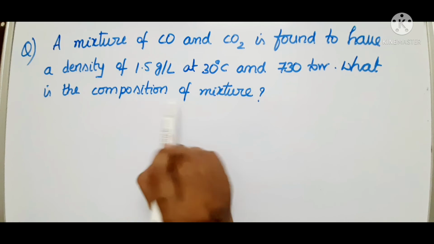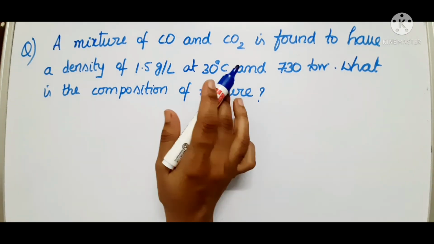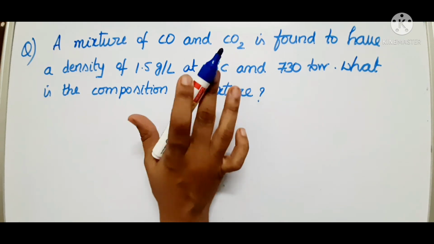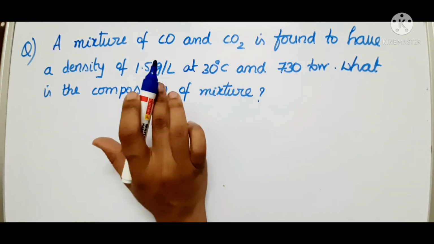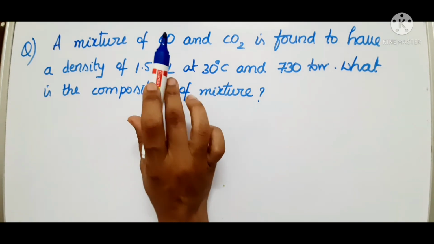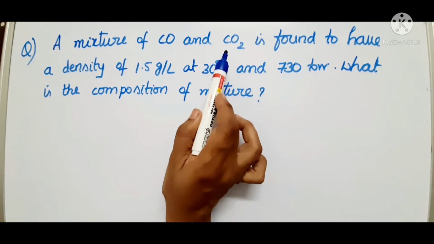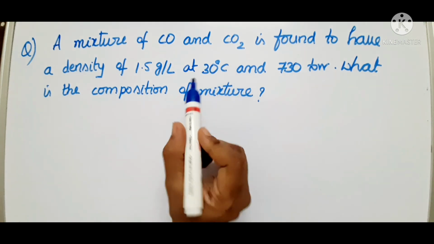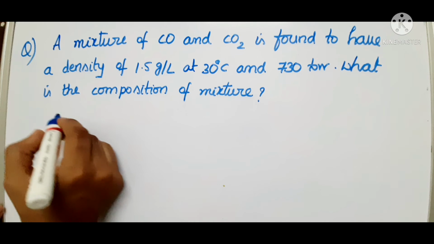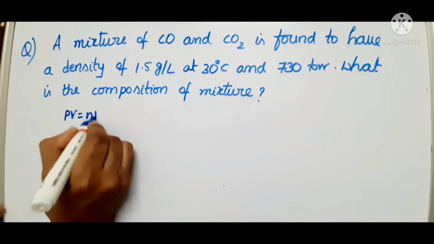What is the composition of that mixture? If you have a gaseous mixture like CO and CO2 at a given pressure and temperature, and the density is given, you have to find the composition of the mixture. That means you have to find the percent composition of CO and CO2 in that mixture. This can also be done by the ideal gas equation, that is PV equal to nRT.